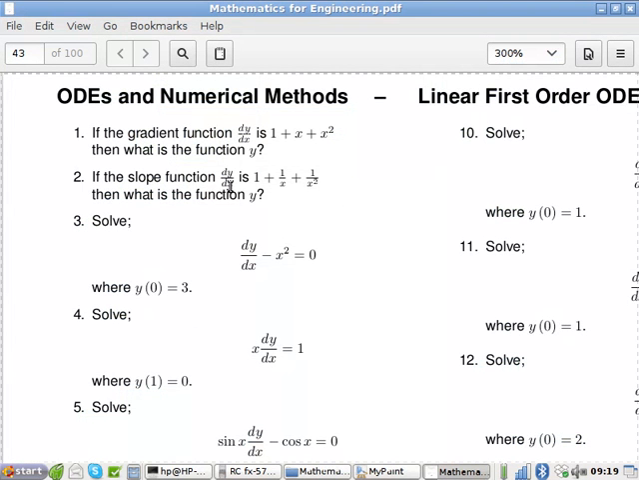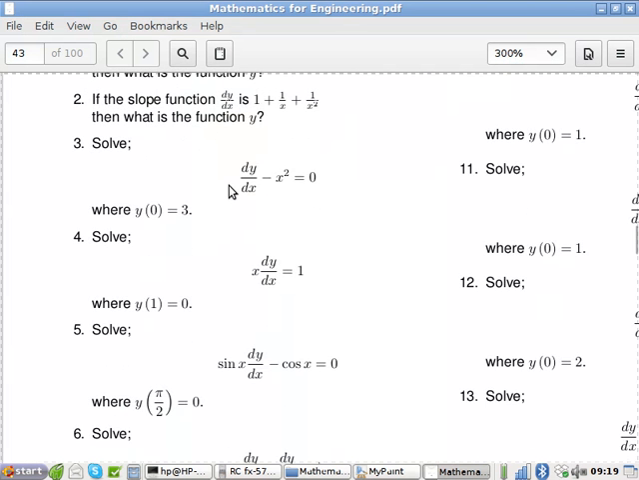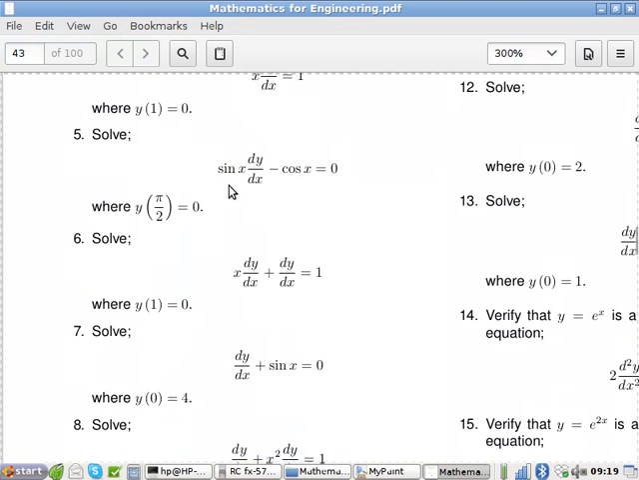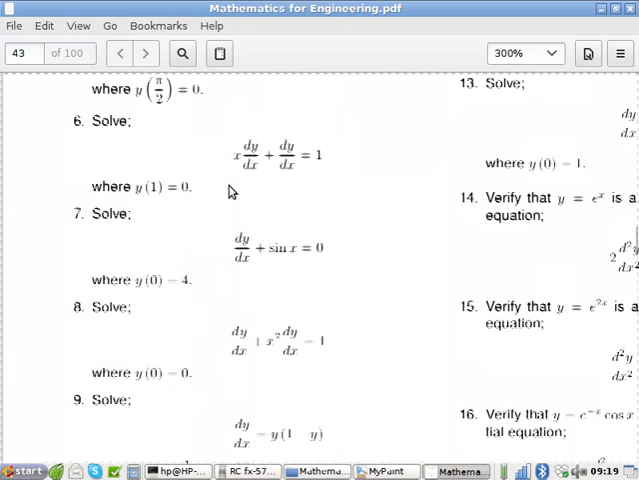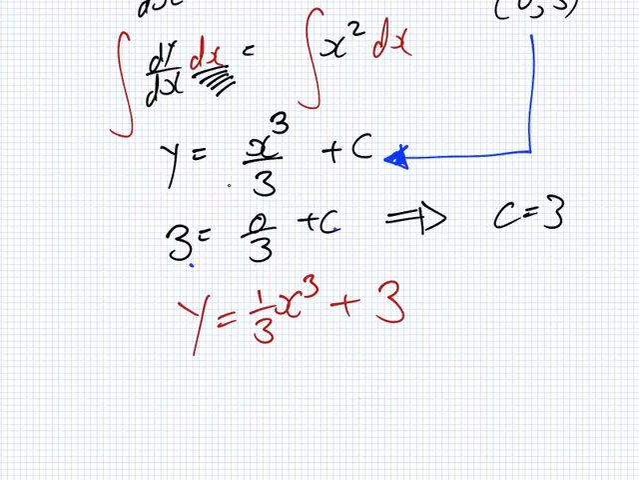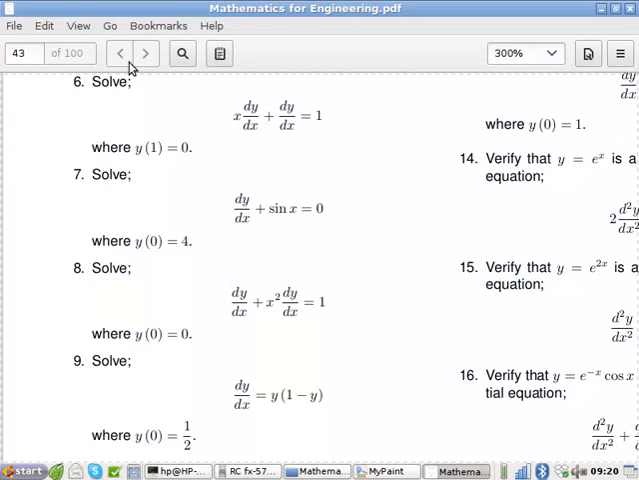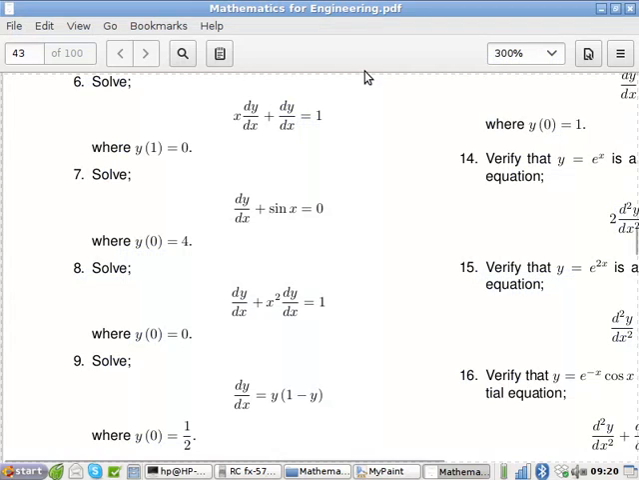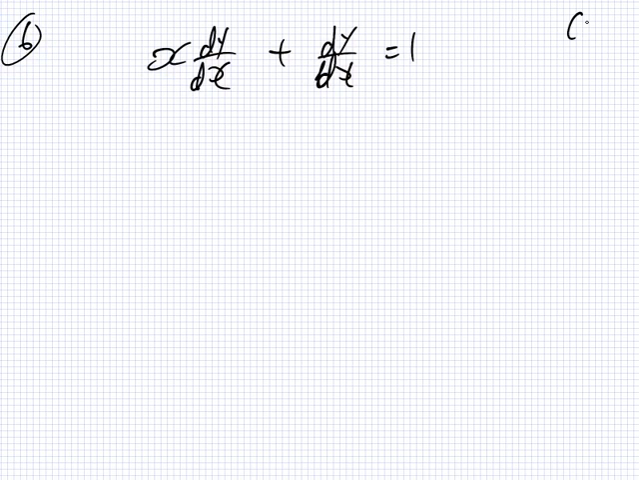Right, so let's start making things a bit harder. Let's have a look at number 6, for example. x dy/dx + dy/dx = 1, and we're told (1, 0) is a point. So this is our first example where we have to use a technique called separation of variables. You can probably guess what it means. It means to separate the x from the y, which makes sense.